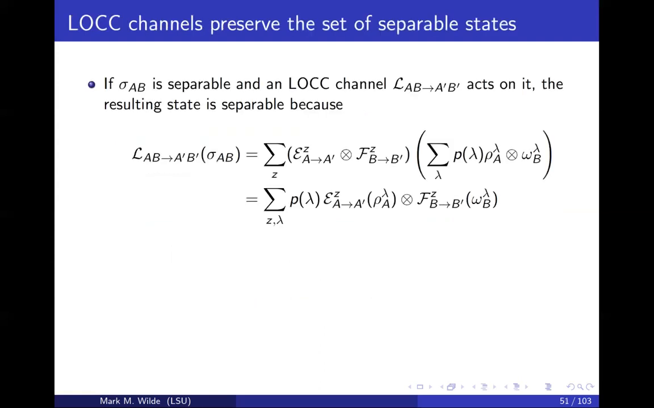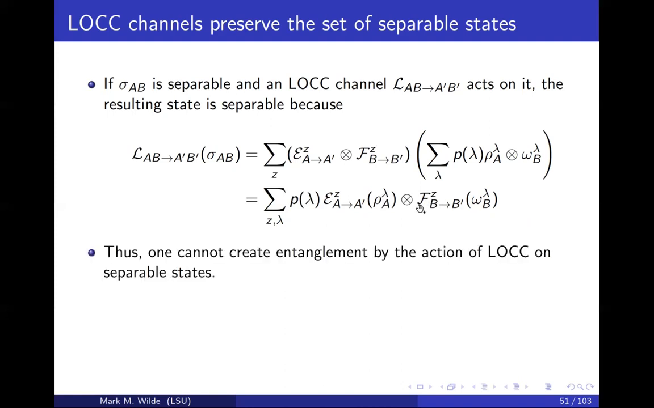One thing you can show is that LOCC channels preserve the set of separable states. So what does that mean? Suppose that sigma is separable, L is an LOCC channel. If sigma is separable, we can write it like this. If L is an LOCC channel, we can write it like this. Then just using linearity, we can bring the sum outside, the P lambda outside. And then when you look at this state here, it's sort of manifestly separable, right? You can see that it's a convex combination of product states.